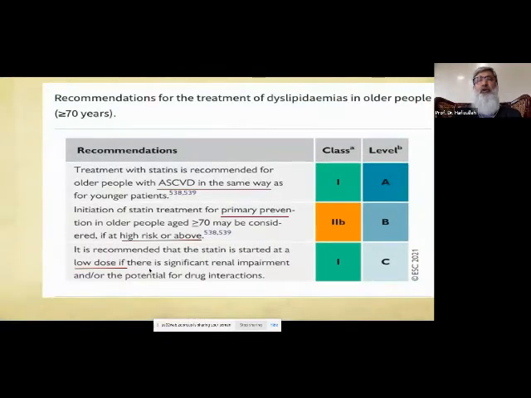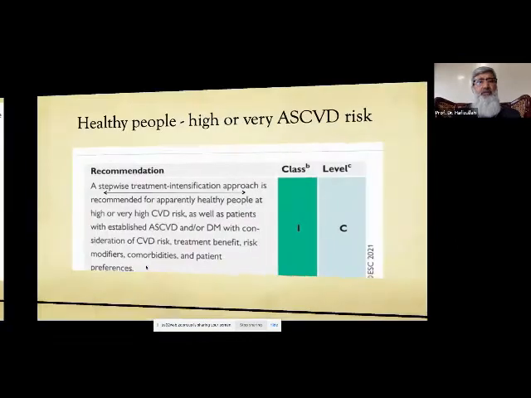What is the recommendation for old people? For older people, more than 70 years of age, the risk of coronary artery disease, for those who have established cardiovascular disease, is the same as for a younger person. But initiation of statin therapy for primary prevention above 70 years of age should be considered if the risk is high or very high. And it is recommended that we may consider using a low dosage if there is any evidence of renal impairment.